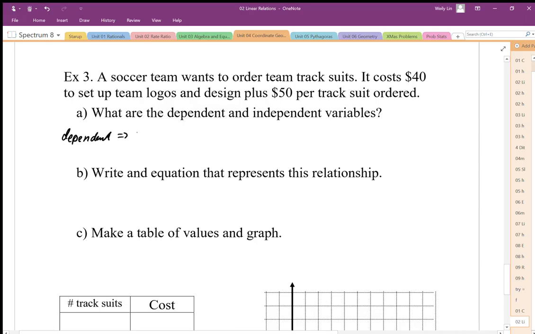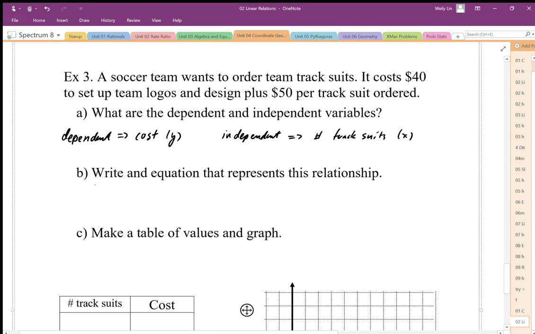And that's our y variable. So the independent must be the number of tracksuits. That's the number of tracksuits, and that's going to be our x. So what's the equation here?